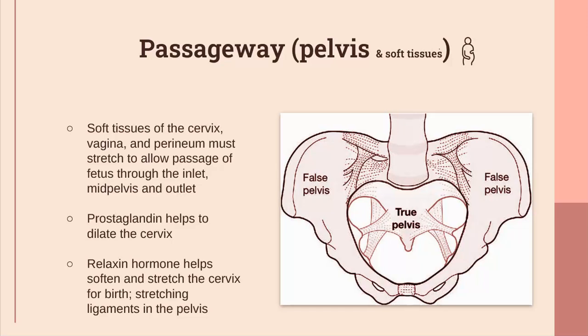So when we talk about the passageway, we're talking about the pelvis and the soft tissues. So the soft tissues of the cervix, vagina, and the perineum have to stretch to allow the fetus to move through the inlet, the mid-pelvis, and the outlet. So prostaglandins, again, help to dilate the cervix, and relaxin, that hormone that we talked about in the first module, helps to soften and stretch the cervix for birth, and helps to stretch those broad ligaments in the pelvis.